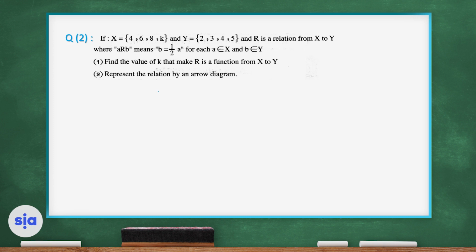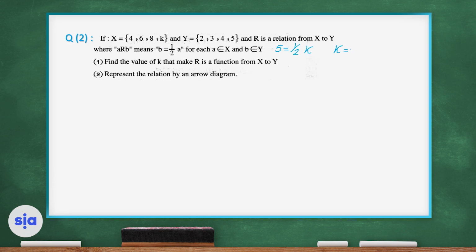Let's now remember, when is a relation a function? The relation is a function when every value of X is not repeated. So here, B is half A. So 5 is half the K.